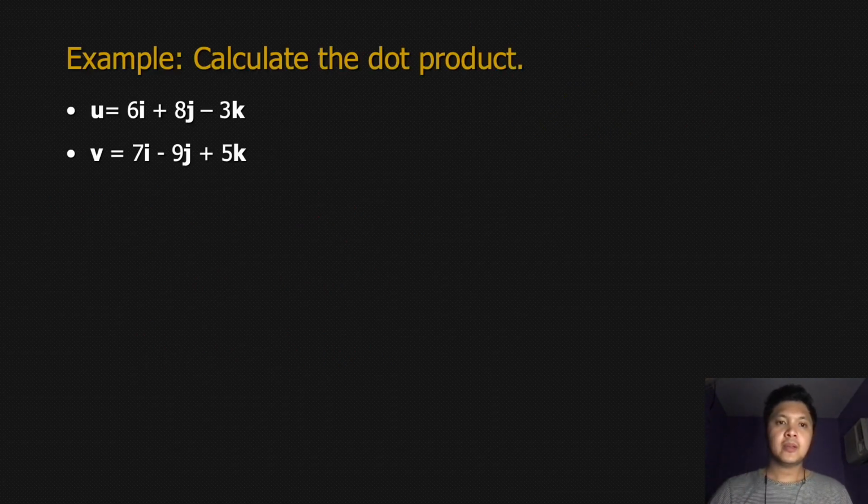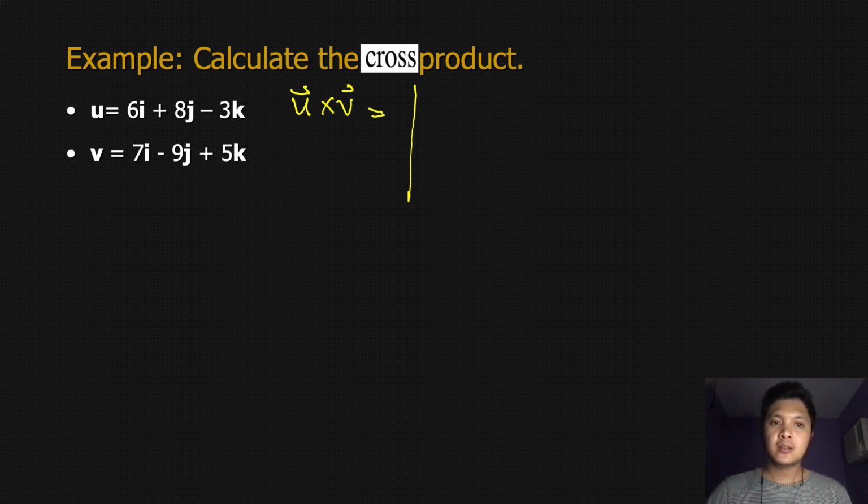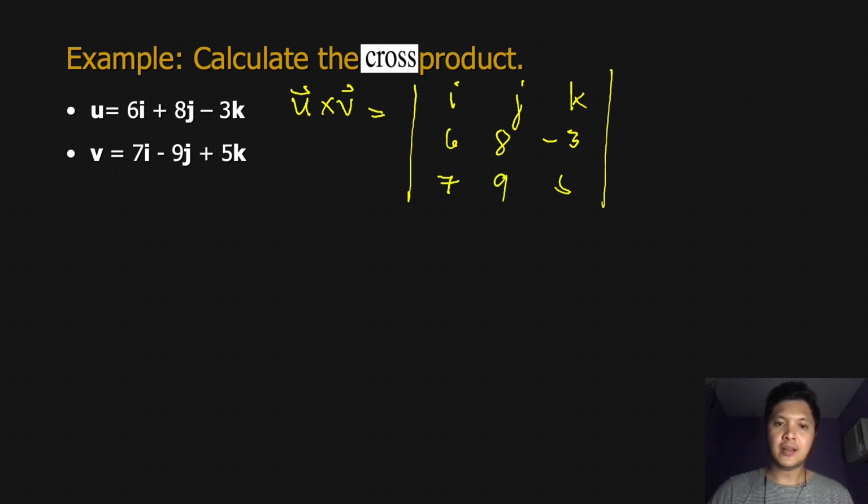For example, we are asked to calculate the cross product of U and V. So U cross V is equal to, it's easier if you use the matrix notation. So i, j, and then k. And then we have 6, 8, -3. Don't forget to include the negative. And then 7, 9, and then 5. So -9 here.